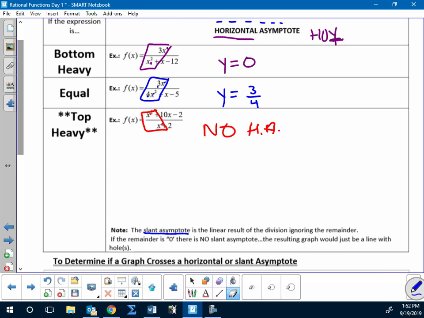So to find a slant asymptote, it's the linear result of the division. Now that's fancy math language. Linear result just means a line. That makes sense because it's a line. And of the division. If you think of division in this class, you should think of synthetic division. We just did that on our test. So we're going to synthetically divide this function up here.